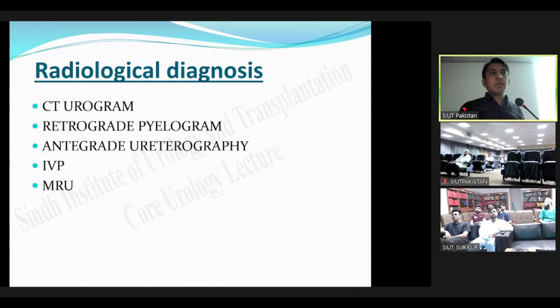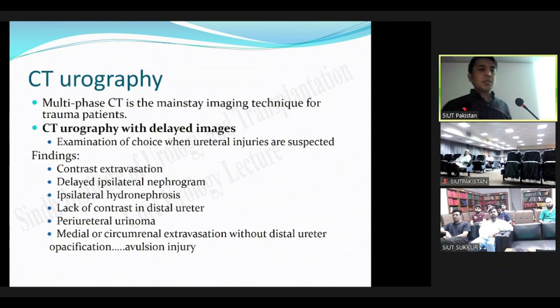So radiologically, we can just perform a simple ultrasound, which will show if there is a ligation or injury to the ureter, which will show hydronephrosis in the kidney. And then CT urogram, retrograde pyelogram, antegrade ureterography, IVP, and MRU. CT urography, multi-phase CT urography, is the mainstay technique for a traumatic patient.